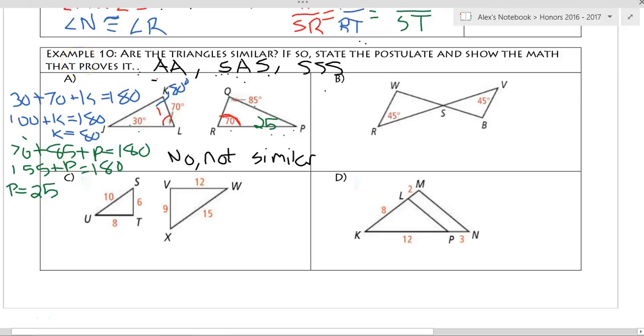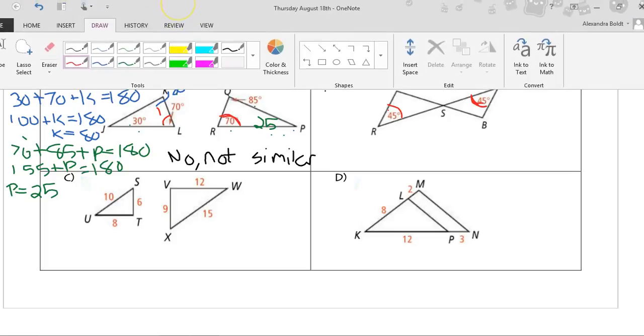All right, looking at B, one thing already jumps out at me again. I see 45 and 45. So I know it's not going to be side, side, side, because I already know that an angle is congruent. So I'm probably not going to use side, side, side, or at least that's not the easiest one to find. So I'm either going to be using angle, angle, or side, angle, side. So you either have to find one more angle that's congruent, or I need to show two sides are proportional. Well, I don't know anything about the sides of these triangles, so I'm probably not going to use that one. It's probably going to be angle, angle.